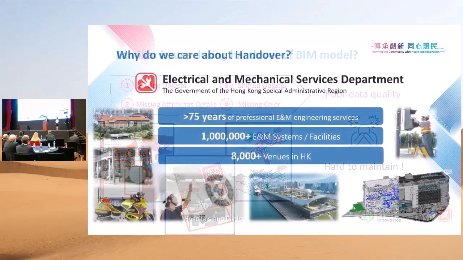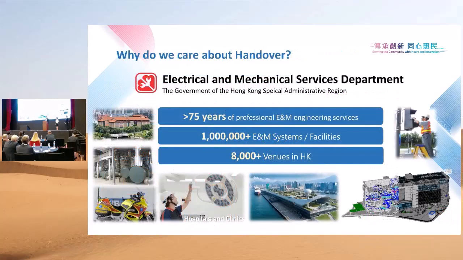We are from the Electrical and Mechanical Services Department of the Hong Kong government, which is one of the biggest maintenance agents in Hong Kong with more than 75 years of experience. We oversee more than 1 million E&M equipment and systems in over 8,000 government venues. Information of all these equipment assets would ultimately be stored in our asset management platform. So you can imagine quality data from the BIM models is crucial for us to carry out effective maintenance in all those venues.